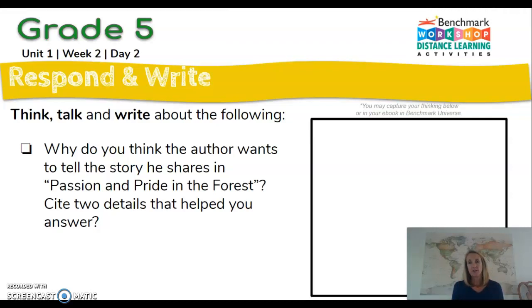So be careful. This answer will require more than a 1-sentence answer. Why do you think the author wrote this story? And then you're giving 2 details that support your answer. And you'll notice in the rubric, in order to earn full credit, you'll have to have answered the question and given 2 details that help support it. And as always, capital letters and periods.